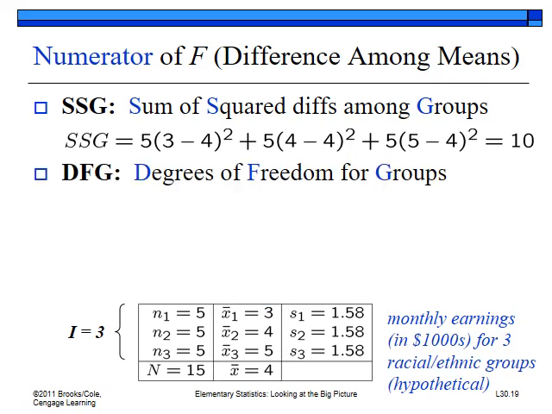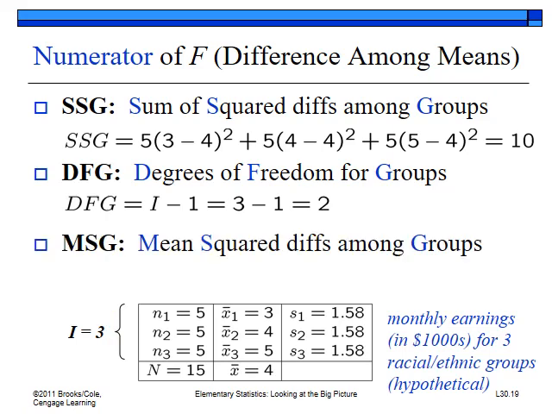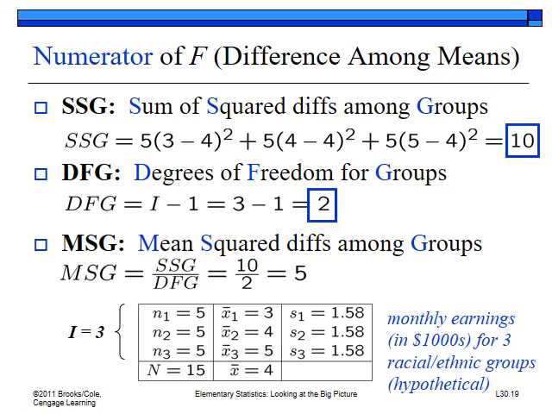Next we have the DFG, that's the degrees of freedom for groups. The degrees of freedom for groups is always I minus 1. So here we had 3 groups, we subtract 1, we get 2 degrees of freedom for groups. Finally, we have the MSG, that's the mean squared differences among the groups. The MSG is the SSG divided by the DFG. That's how we get the numerator of the F statistic.